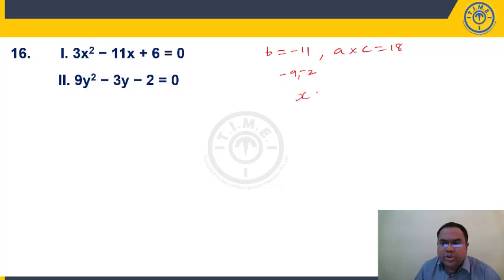So while writing the roots, I told you change the sign. Divide with coefficient of x square. In the previous case, coefficient of x square is 1, so it is not making any difference. But here, coefficient of x square is 3.